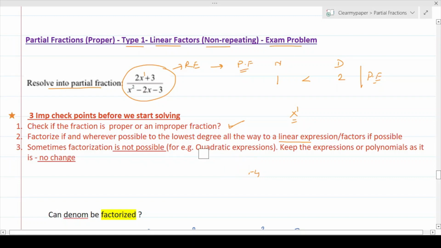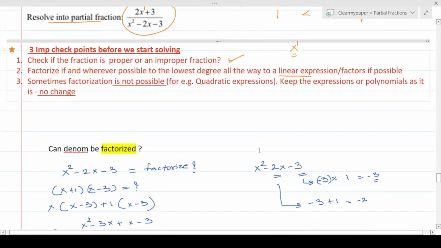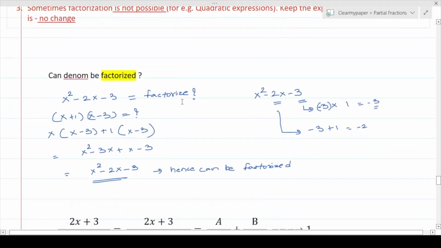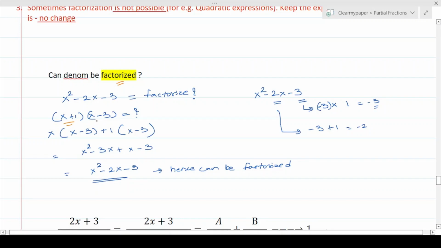Now, in this case, let's check step number 2, whether the factorization is possible or not. I've done a little doodle here. The denominator is x squared minus 2x minus 3, and we're checking, can this be factorized? It looks like it can, because we can write two factors, x plus 1 and x minus 3. If we cross multiply, open up the brackets and simplify, we still get x squared minus 2x minus 3. Hence x plus 1 and x minus 3 are the two factors for this polynomial, and it can be factorized. It's a good check, and we have already done it.